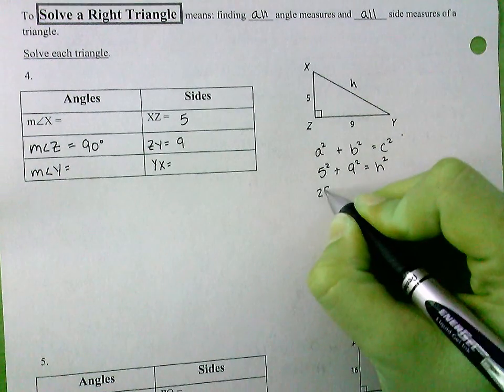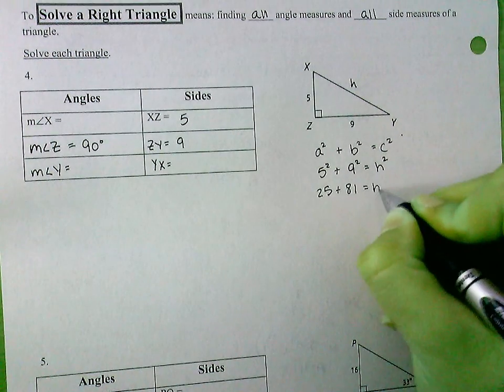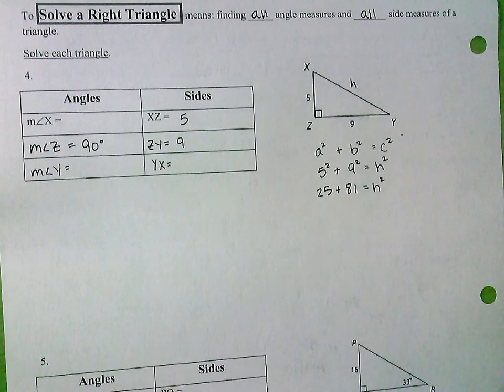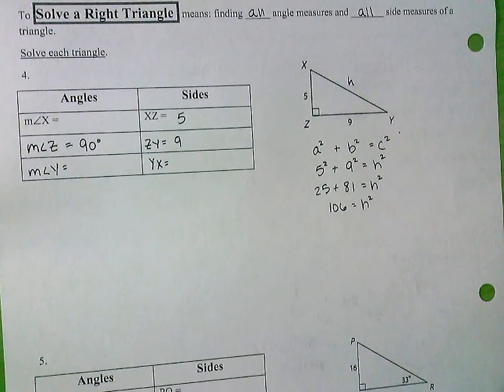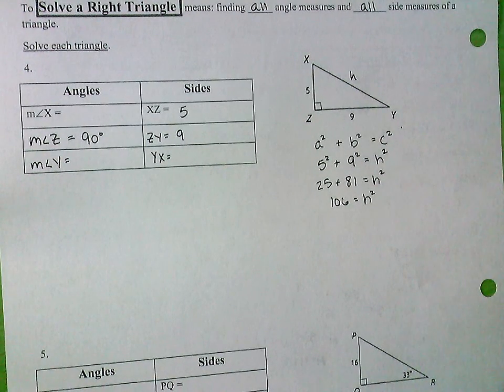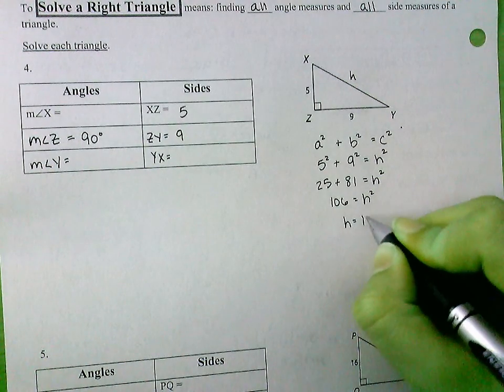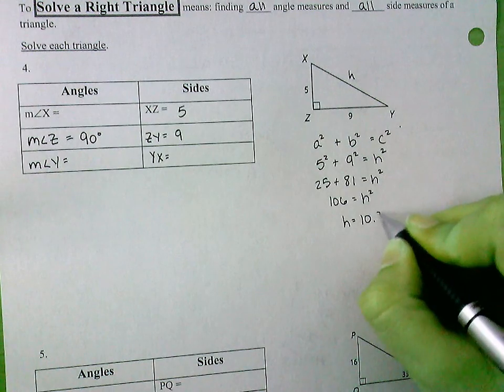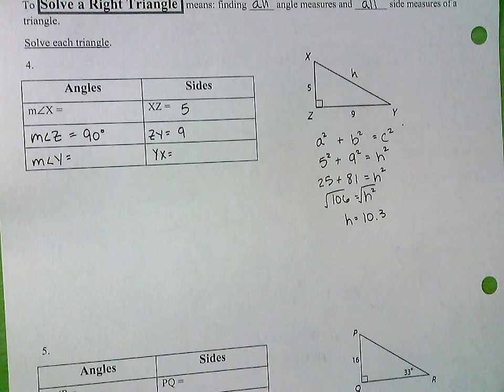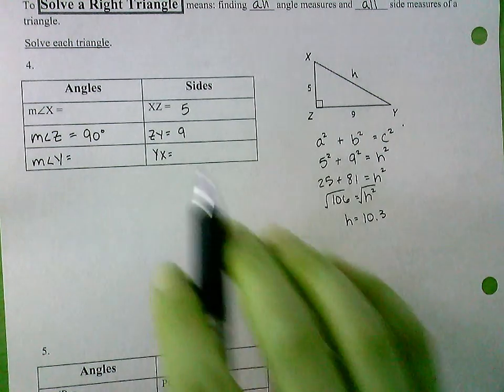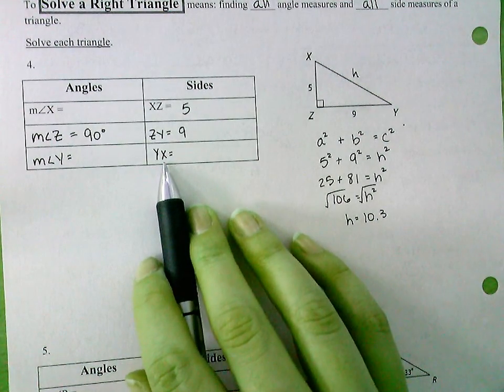Okay, so I have 25 plus 81 equals h squared. I have 106 is equal to h squared. Okay, I'm going to plug this into my calculator and just get a decimal for solving a right triangle. So h should be about 10.3 because you want to take that square root of both sides. Okay, so that's your side yx.